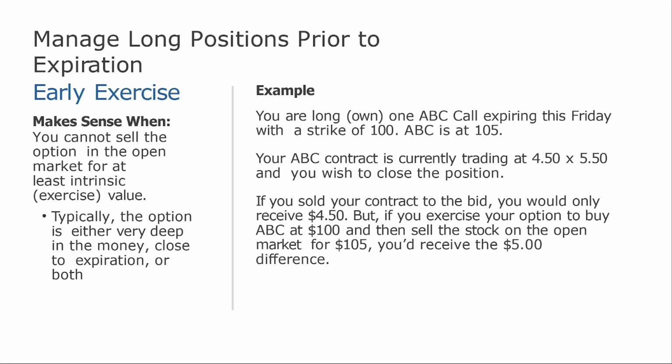So in this case, you are going to sell the ABC contract for 450, but if you exercise your option to buy ABC at 100 and then sell the stock at the open market for 105, you'd receive the $5 difference. But if you sold this contract, you will receive only 450, minus, of course, the premium paid. So yeah, this should be one difference.